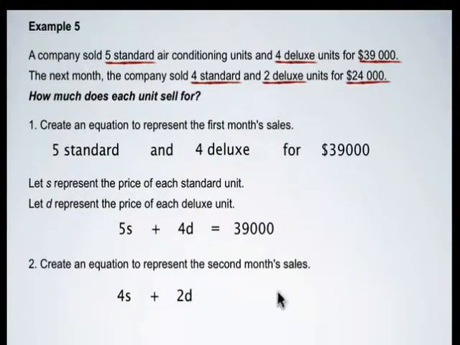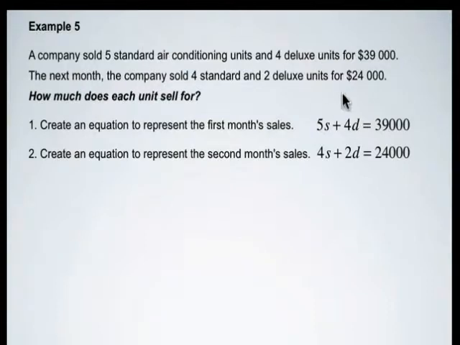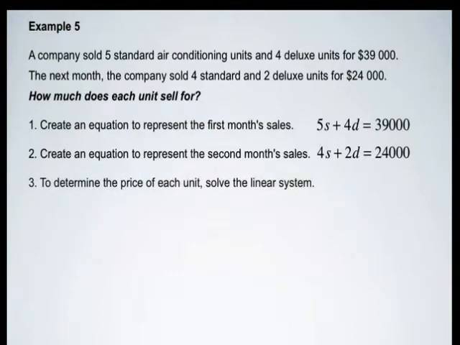And the total revenue was $24,000. So that means that 4S plus 2D is equal to 24,000. So now what we're going to do is, since we've got 2 equations, we're going to use substitution in order to solve the linear system.